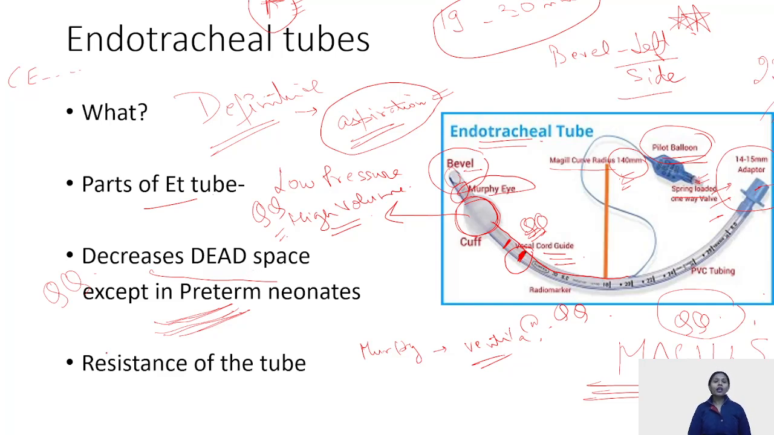Okay. The resistance of the tube. The tube works on the principle of Hagen-Poiseuille's law. The Hagen-Poiseuille's law says that the resistance is directly proportional to the length. The more the length, the more the resistance, and it is inversely proportional to the fourth power of the radius. The lesser the radius, the more the resistance. This is what Hagen-Poiseuille's law states.